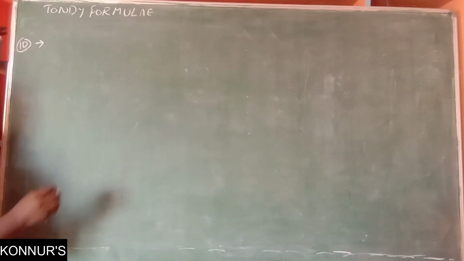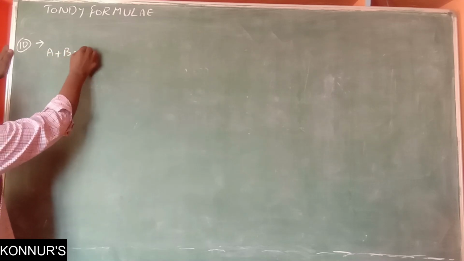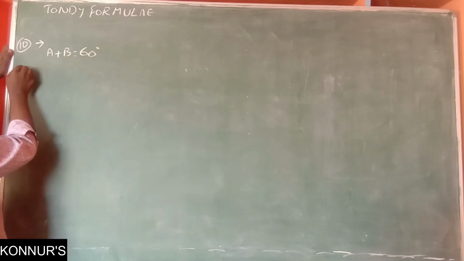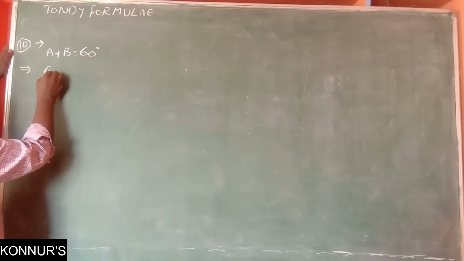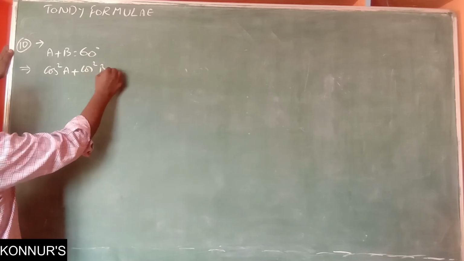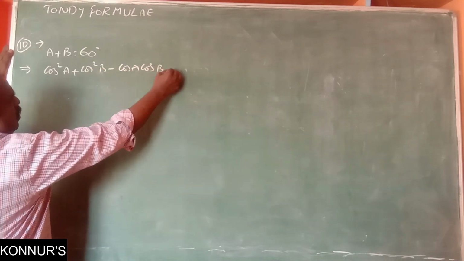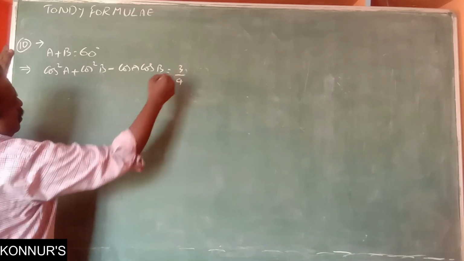The 10th one: A plus B is equal to 60 degrees. Then cos square A plus cos square B minus cos A cos B is always 3 by 4.